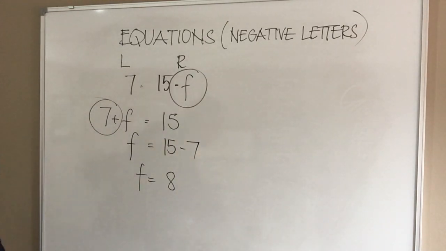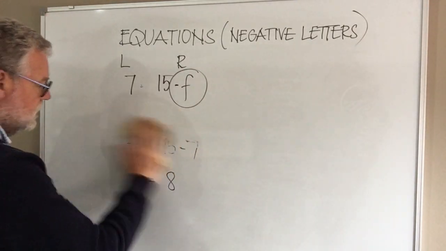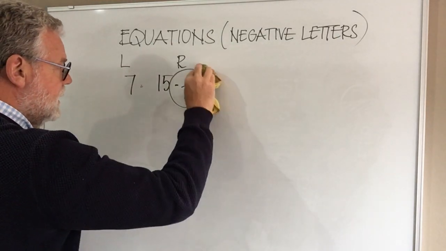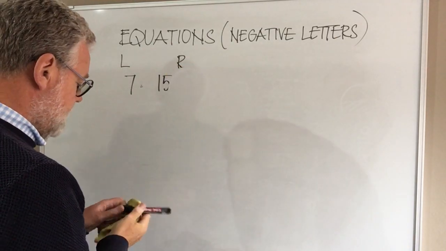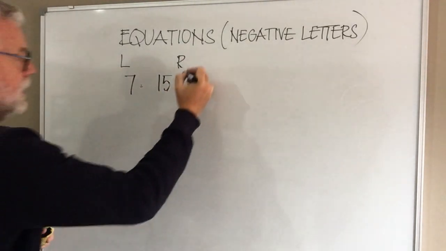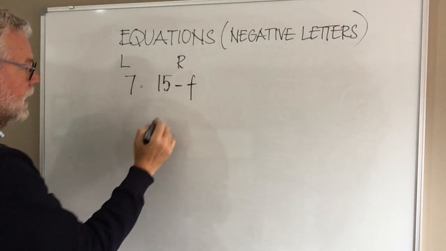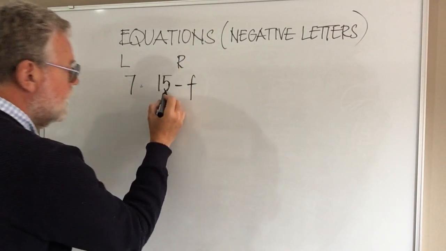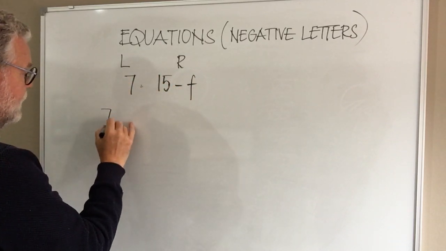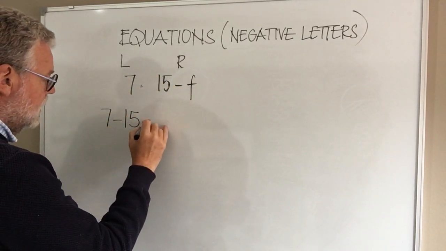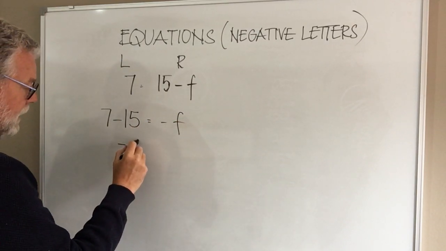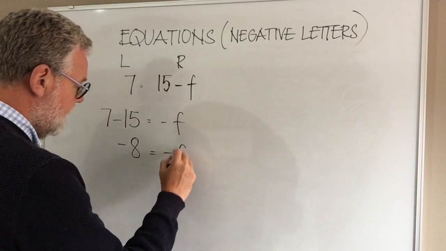Okay. Now, let's just think though, let's just say we didn't make our letter negative. Let's go back to where we were, and let's say we did it this way. I need to have f on its own, so I now have 15 and I take it to the other side. So I've got 7 take away 15, which equals minus f. So 7 take away 15 gives me minus 8 equals minus f.